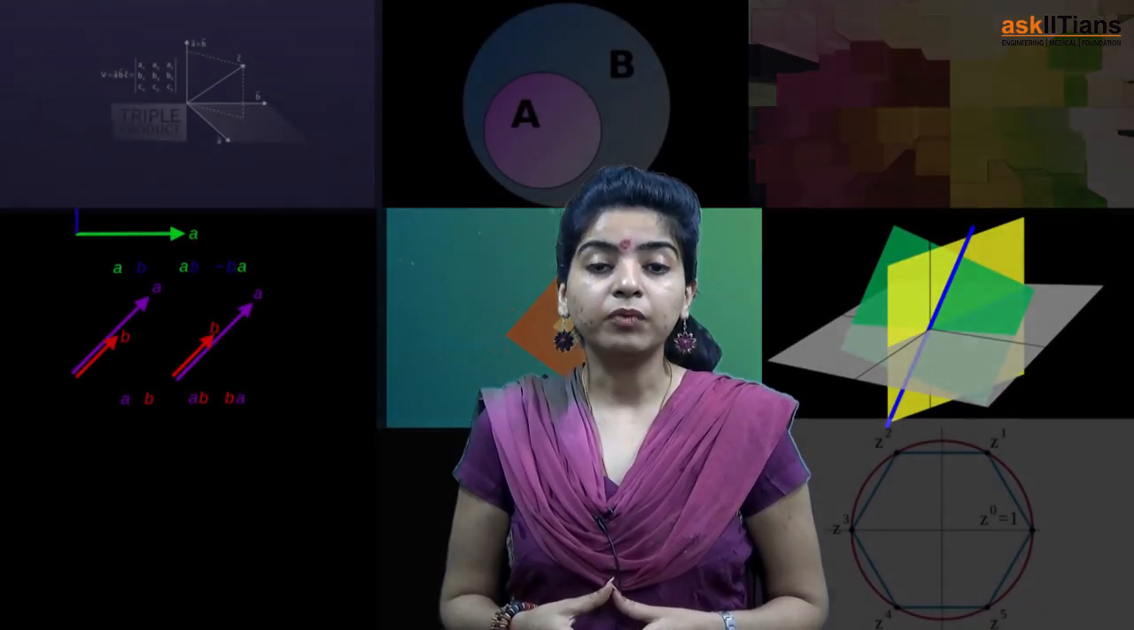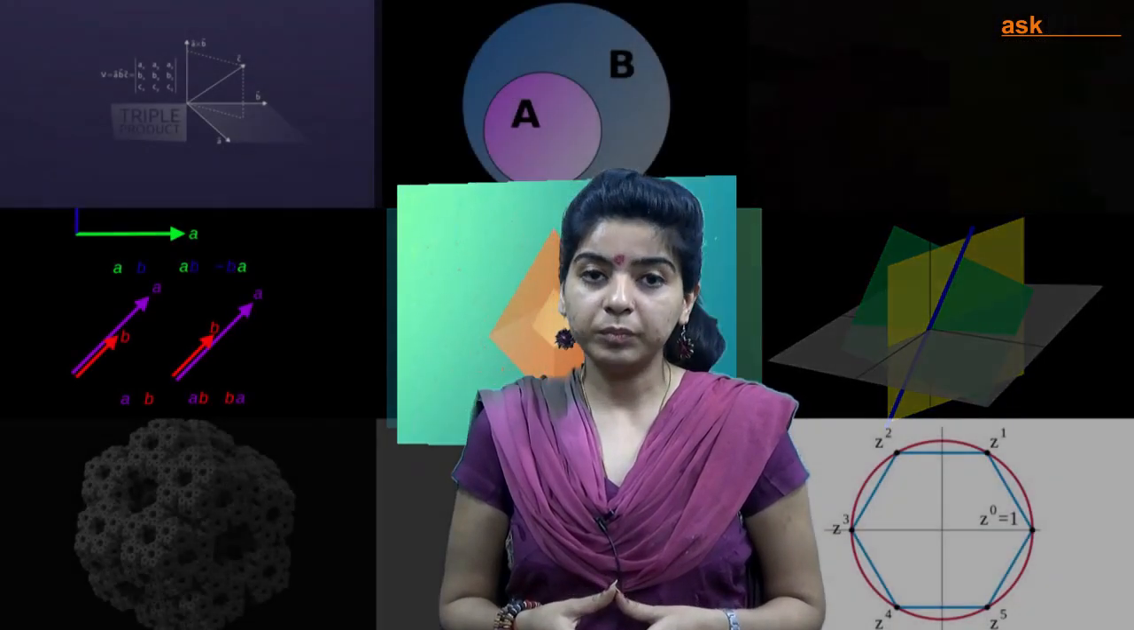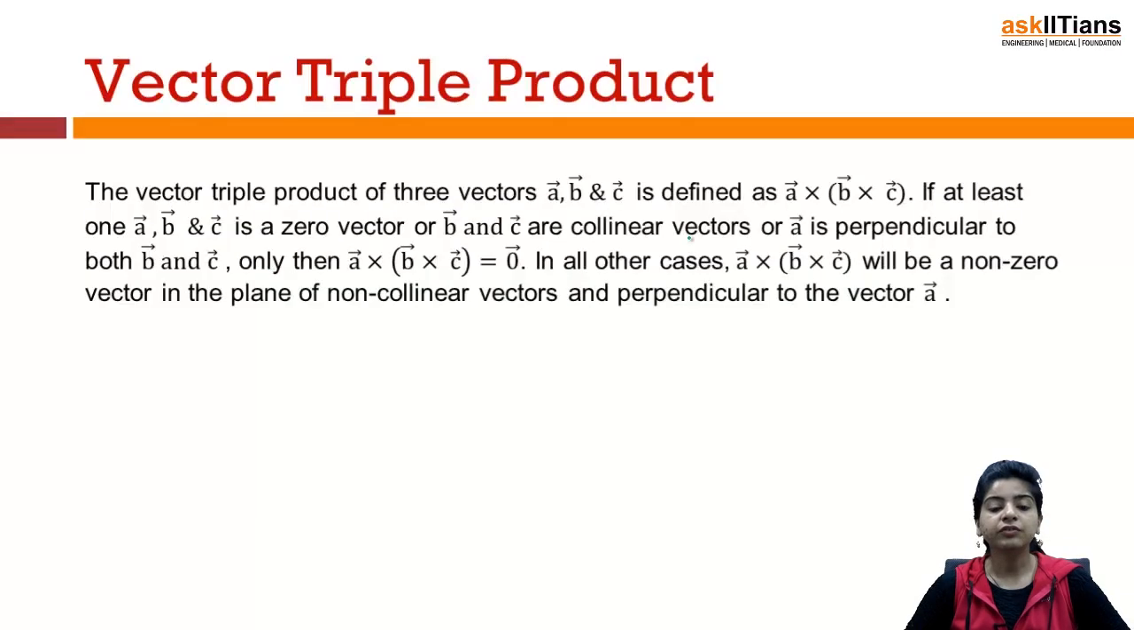So in this session we'll be discussing the concept of vector triple product. We shall begin with the term vector triple product, what exactly it means, followed by the various properties as well as questions. So let's begin. Okay, so the next topic that we have is vector triple product. As we discussed scalar triple product, now it's vector triple product.